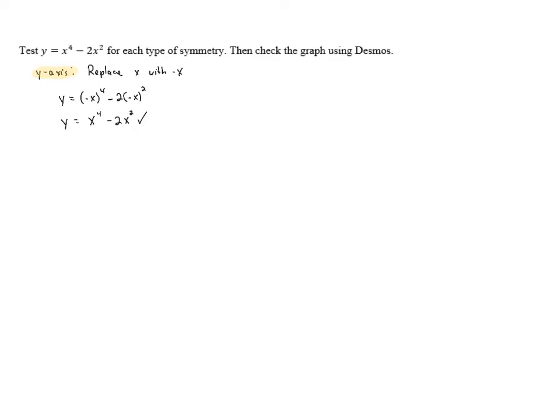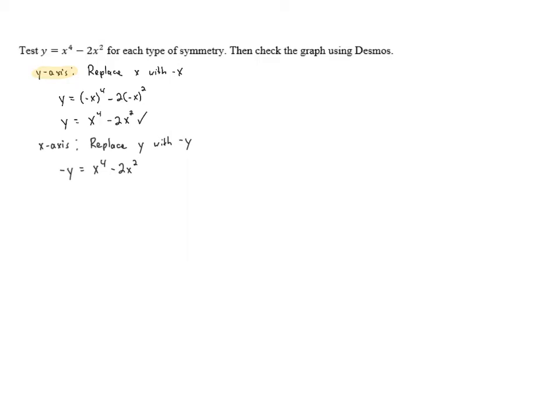Just going to highlight that so that we're keeping track of which symmetries we have. Now, let's look at the next type of symmetry. This is with respect to the x-axis. And to check this, what we need to do is replace y with negative y. When we do that, this gives us negative y equals x to the fourth minus 2x squared.